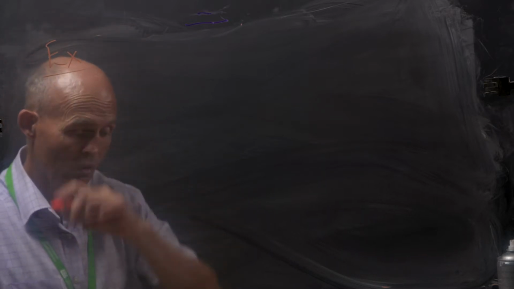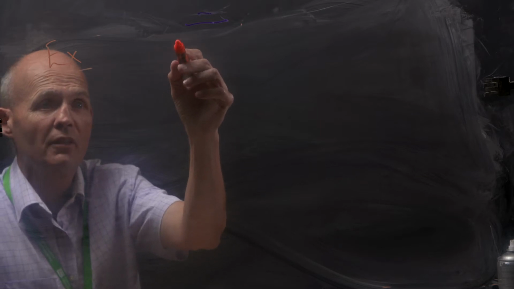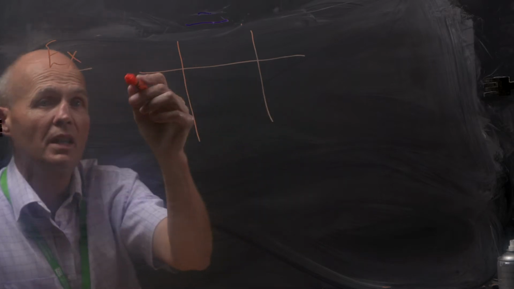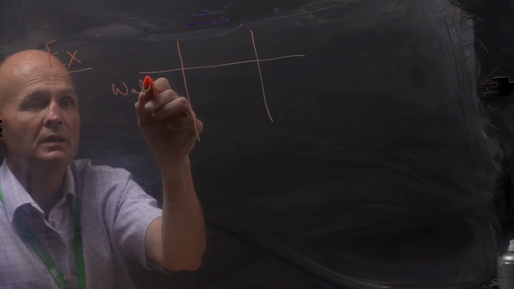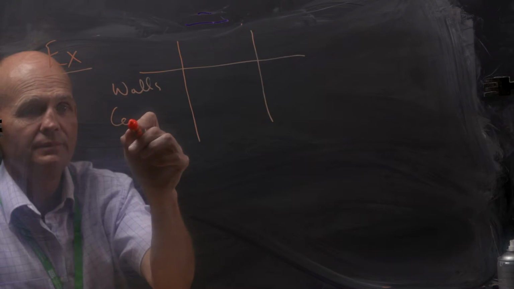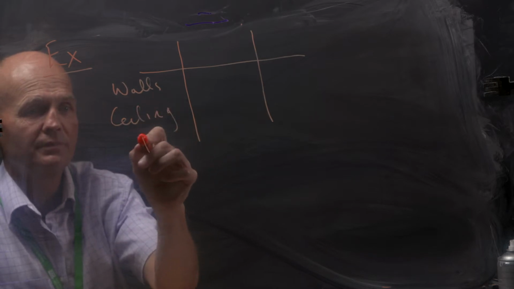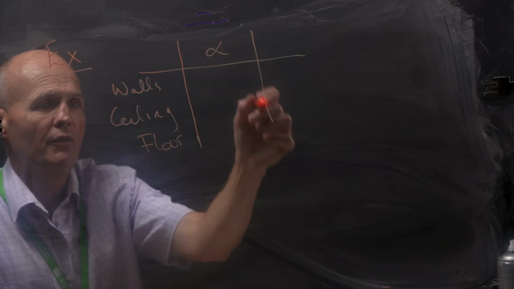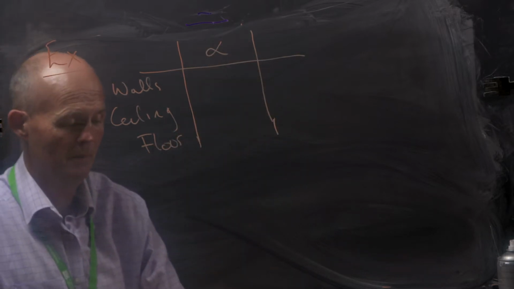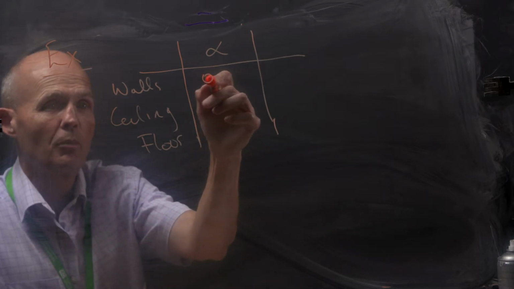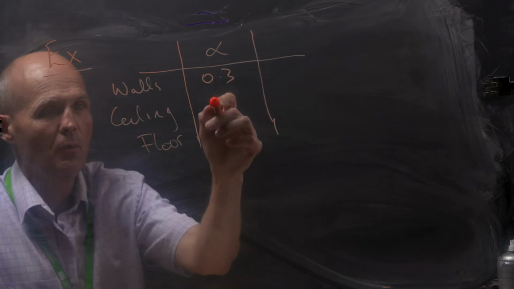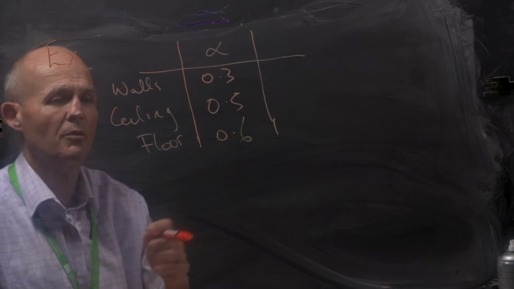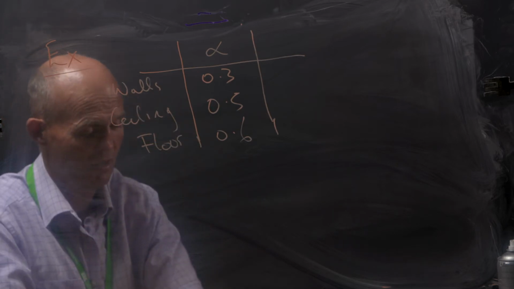Let's suppose that we've got a space. I'm just going to draw a very brief table. In this table we have walls, ceiling, and floors. I'm going to keep this quite simple. We've got an absorption coefficient for each of those areas. The walls are at 0.3, the ceiling is at 0.5, the floor is at 0.6. So that's the absorption coefficient of the materials that make up those surfaces.